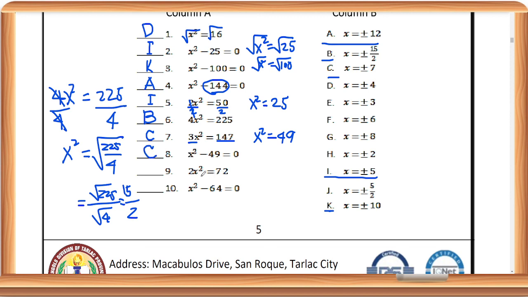Now, about this one, you have to divide both sides by 2. Para magiging 36 to. So, what is the square root of 36? It's obviously 6. So, we have F. And then, lastly, x squared minus 64. Kung ililipat mo yung 64 dito, so what's the square root of 64? It's positive and negative 8. So, that is G. Nakita na ninyo kung saan ang mistakes nyo?